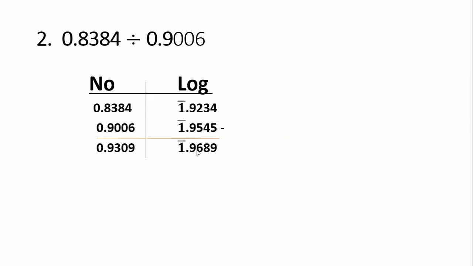So you now have 96 under 8 difference 9. So anti-logarithm will give us 9309. So the integer bar 1 will still give us 0.9309.